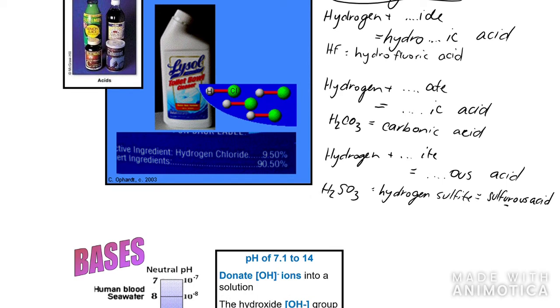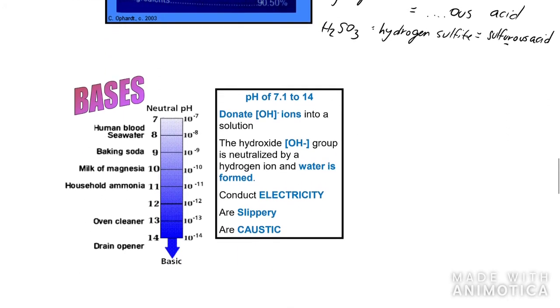So bases, on the other hand, are much simpler when it comes to their naming. But let's look at their characteristics. So bases are anything from pH of 7 all the way up to 14. Between 7 and 8 we have human blood and seawater. Baking soda, again, is around 8.5, 9. Milk of magnesia is 10. Household ammonia is 11. So that's getting quite high. Oven cleaner, 13. And drain opener is 14. So that can be very corrosive depending on its concentration.